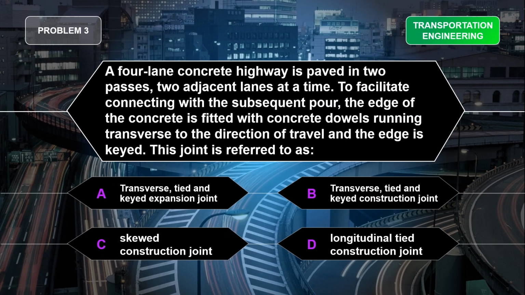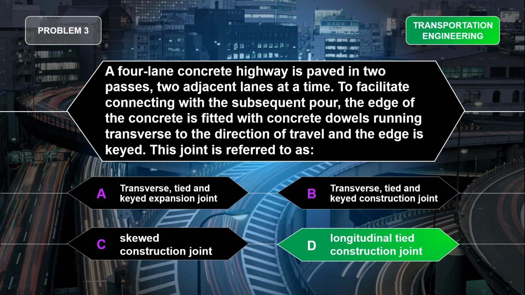Problem number 3. A four-lane concrete highway is paved in two passes, two adjacent lanes at a time. To facilitate connecting with the subsequent pour, the edge of the concrete is fitted with concrete dowels running transverse to the direction of travel and the edge is keyed. This joint is referred to as A. Transverse, tied and keyed expansion joint. B. Transverse, tied and keyed construction joint. C. Skew construction joint. D. Longitudinal tied construction joint. The correct answer is letter D. Longitudinal tied construction joint.